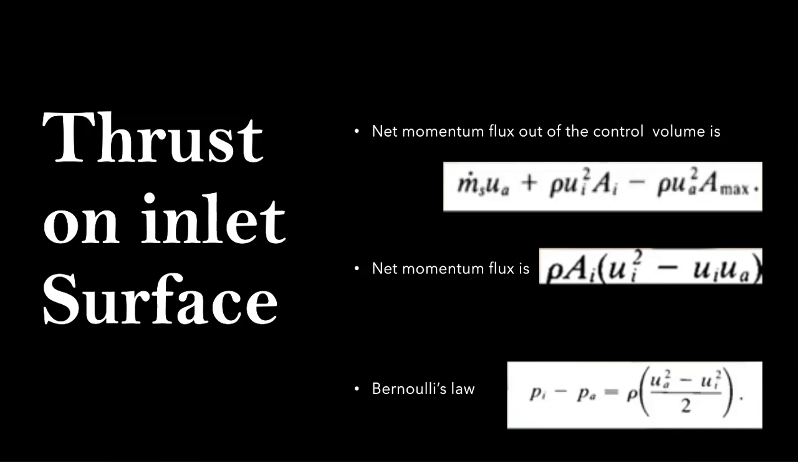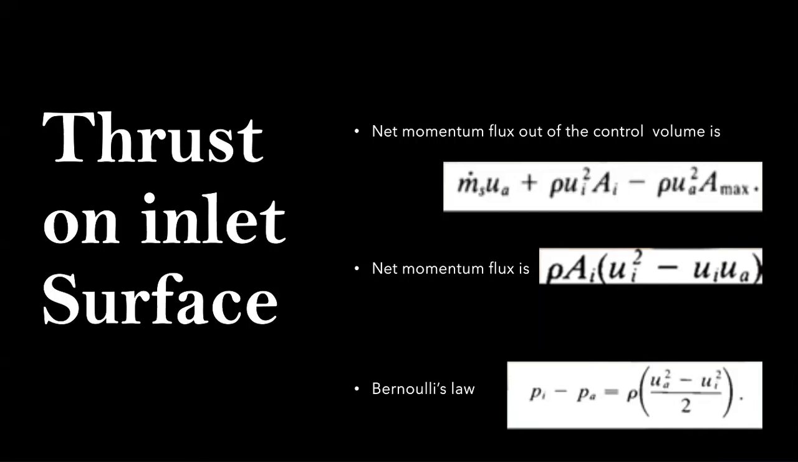The thrust on the inlet surface. The net momentum flux out of a control volume, if we go to an inlet surface, is m dot times (ua plus ui) squared Ai minus ua squared A max. Net momentum flux is rho Ai times (ui squared minus ui ua). Bernoulli's law: Pi minus Pa is equal to rho times (ua squared minus ui squared) by 2.